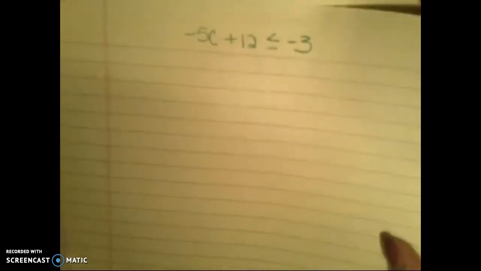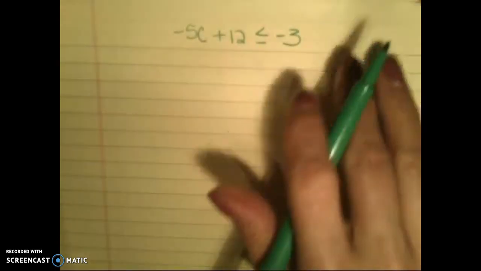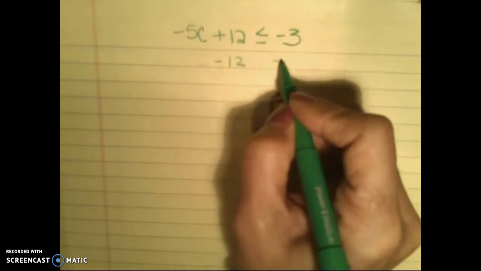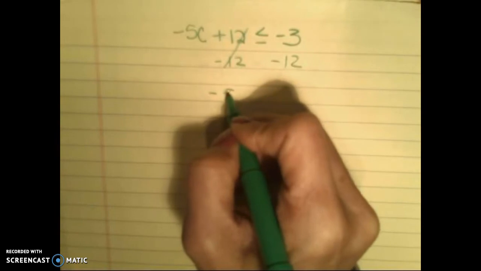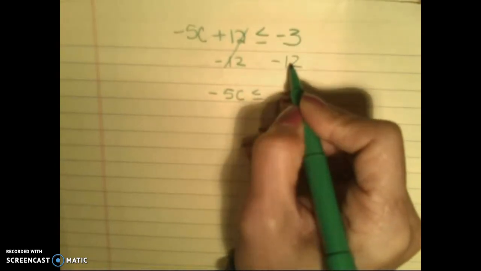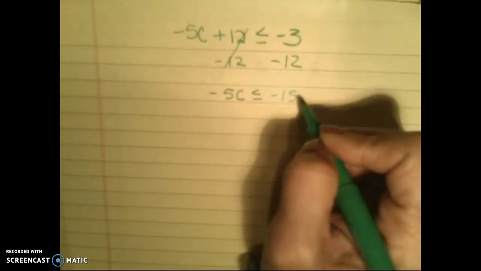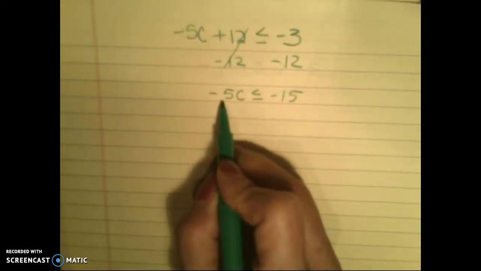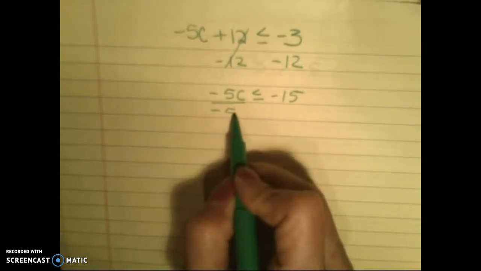Another problem that I wanted to look at from the study guide is this one. So again, working with adding or subtracting first, subtract 12 from both sides, which is very simple. So these cancel out, they give you 0. Now you have -5c is less than or equal to -3 minus 12 is -15. Now, this is a multiplication. -5 is being multiplied to c. So I'm going to divide by -5.